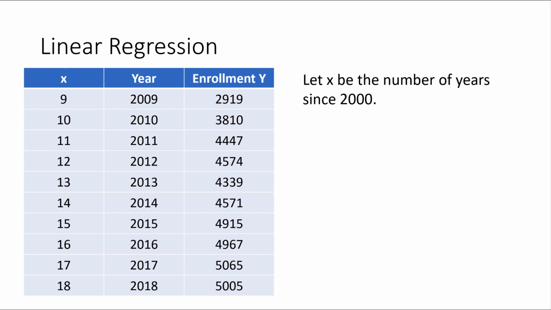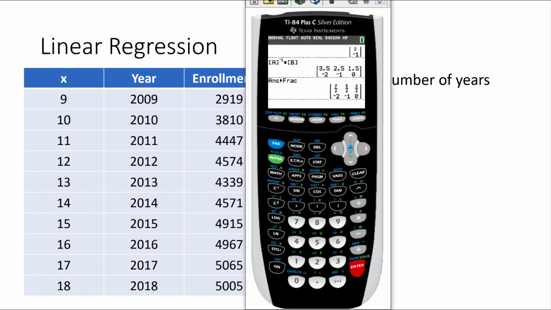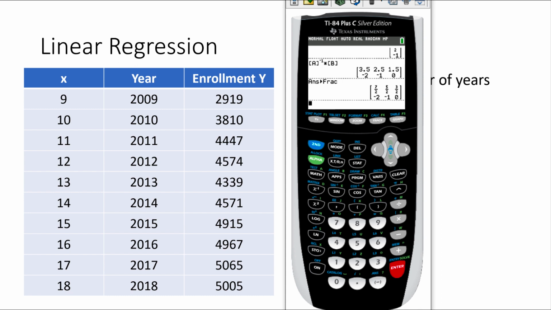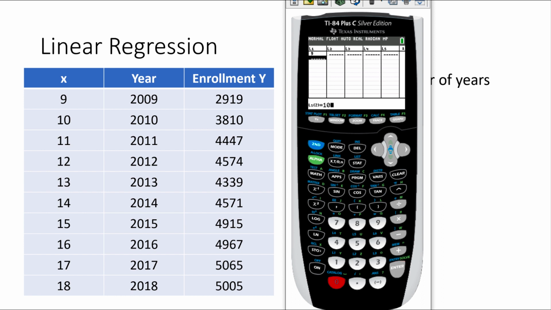Our enrollment values will be our Y values. So in our calculator, we are going to put these in. So we're going to press the Stat button and then Edit. And then we are going to enter these. We're going to enter the X's into L1 and then the Y's into L2. So we got 9, 10, 11, 12. All right, I won't make you watch me type all of these in. We'll just fill all those blanks in. All right, so now we have our L1 and L2 lists complete.